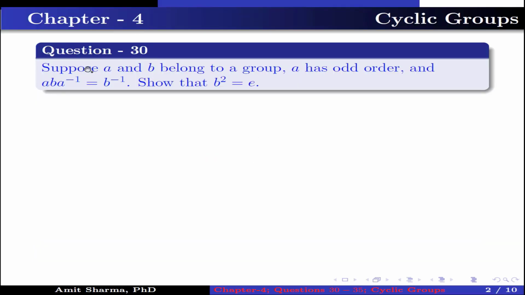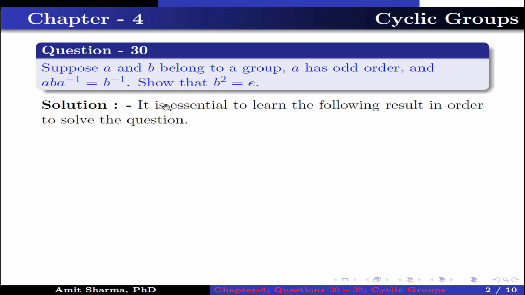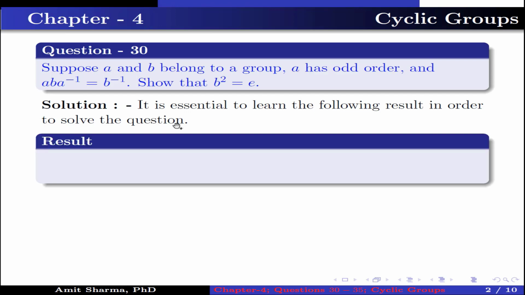Question number 30. Suppose a and b belong to a group, a has odd order and a b a inverse equals b inverse. Show that b square is equal to identity. It is essential to learn the following result in order to solve the question.